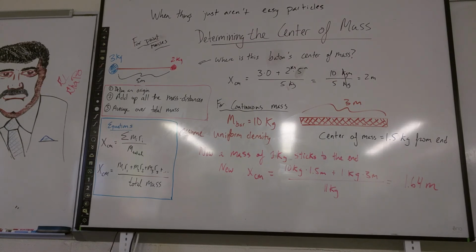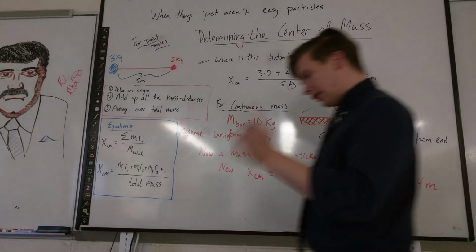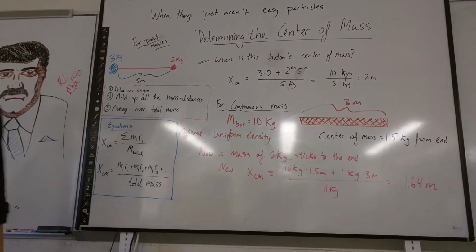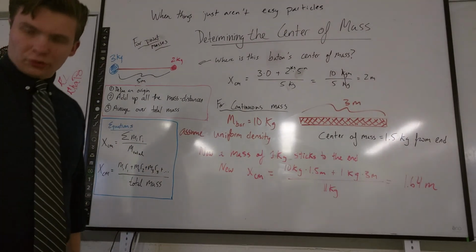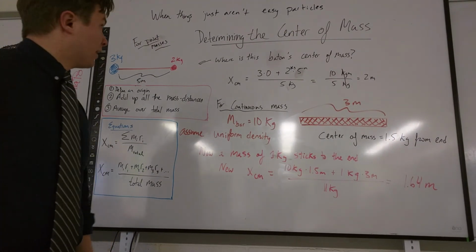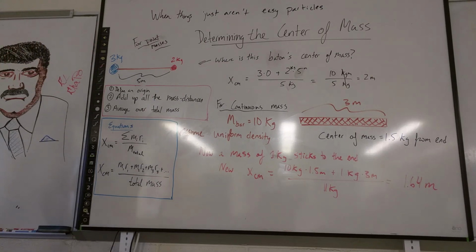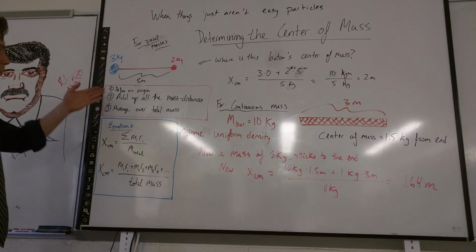We are going to go over a skill that's needed for problem number 2 in the challenge problems, but also just general know-how for the AP exam. We need to try and figure out an object's center of mass. And for point masses, it's pretty straightforward.